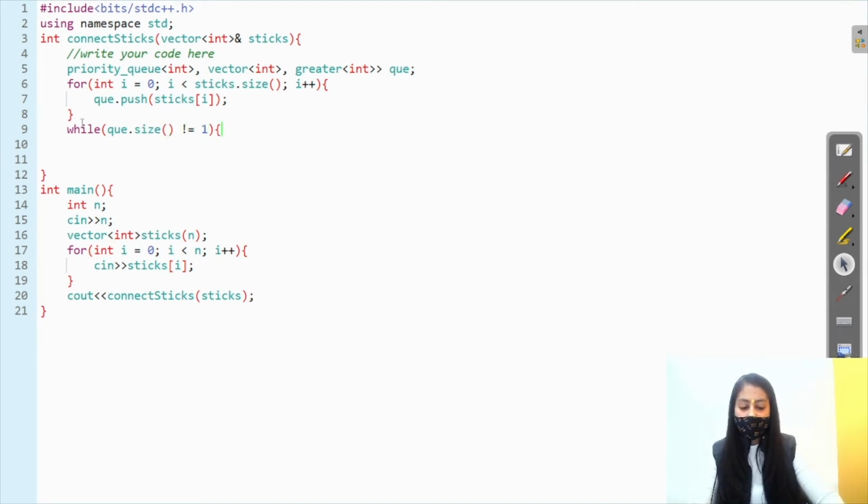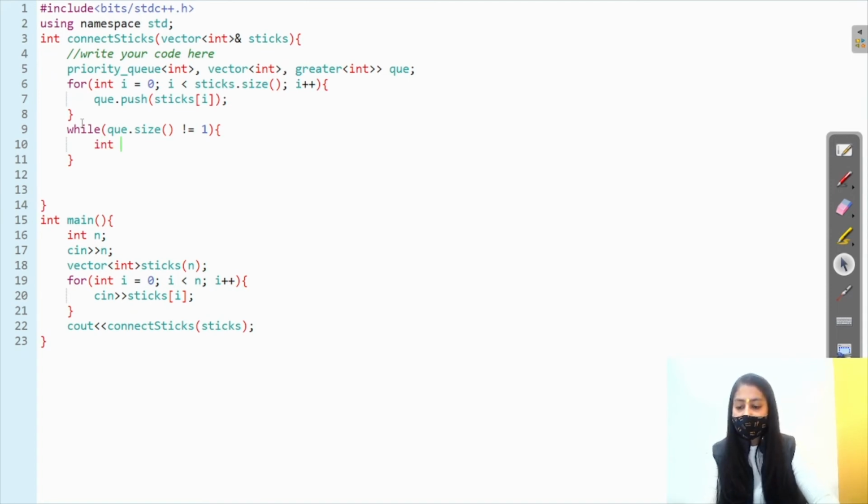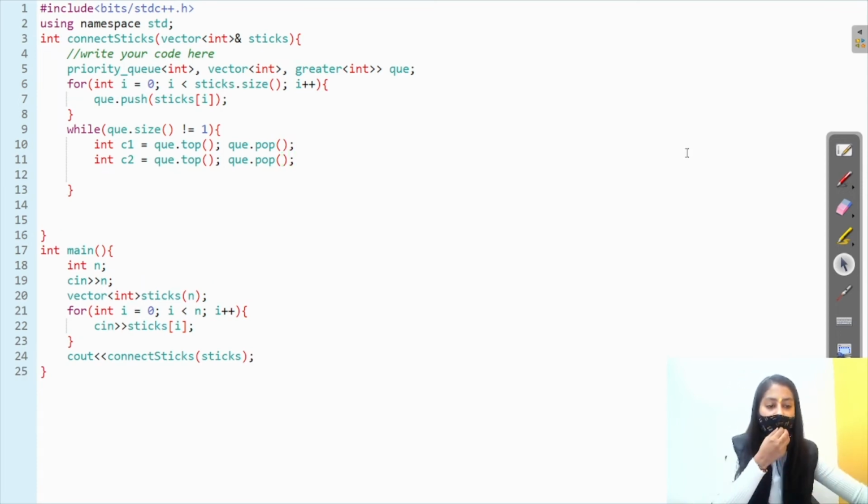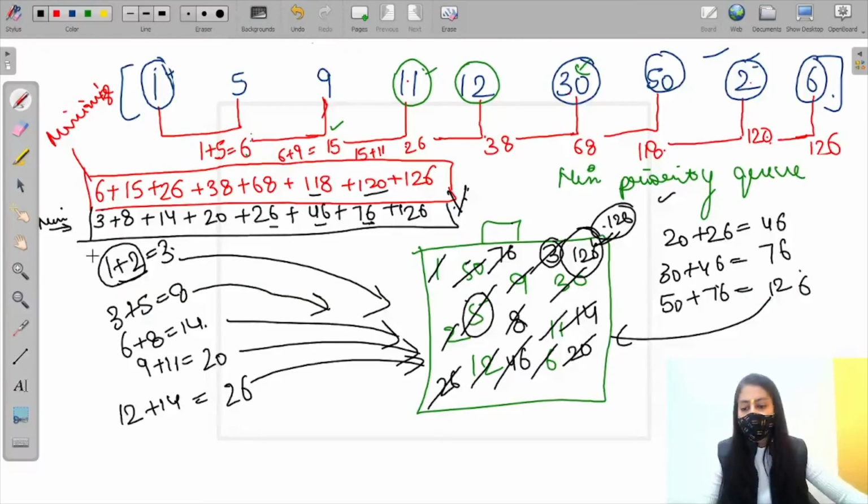That you are taking two elements. So take the first cost that is present at the front of the queue, so at the top of the queue, and remove that element also. So remove that element. Next take the second minimum element that will be present at the top of the queue and pop that element also.